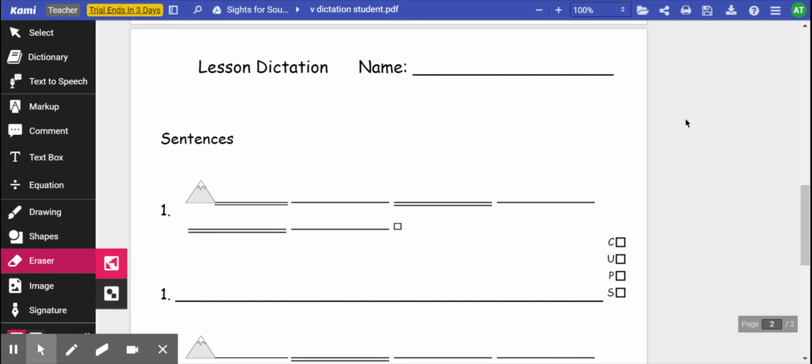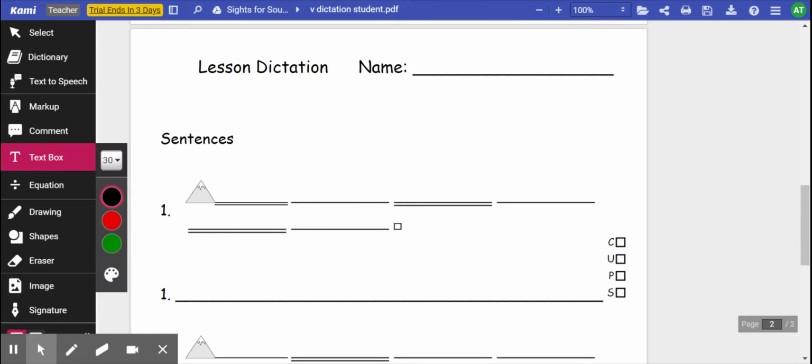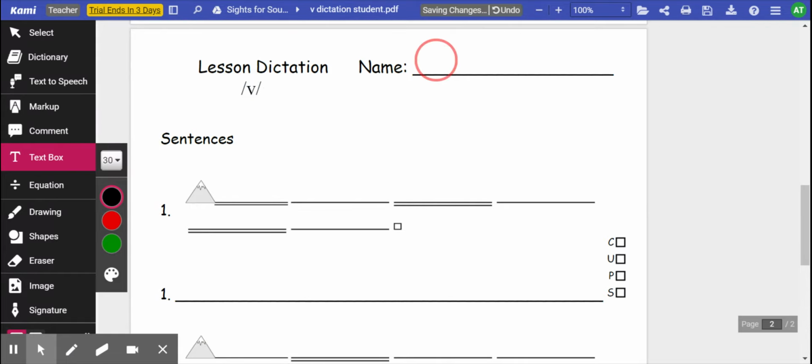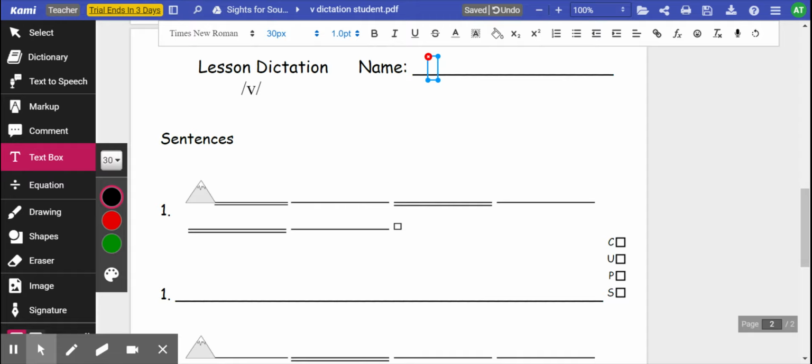Good morning, students. So today's lesson once again is the sentence dictation for V says V. As you can see, these are all sentences. And of course, you need to write your name, and notice that your name is capitalized because the first letter of your name is important.